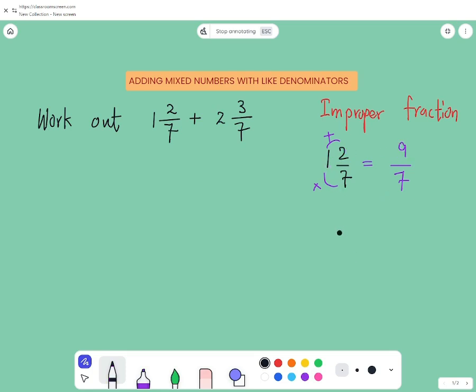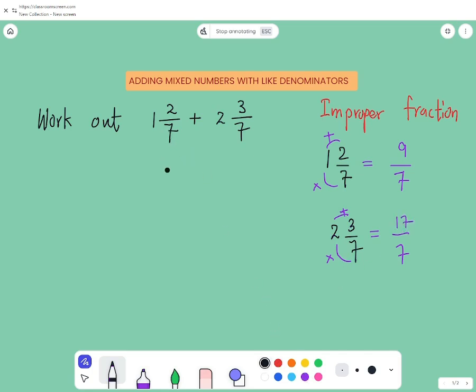Then the next fraction, 2 3/7. Denominator 7. Numerator: 7 times 2, add 3. 7 times 2 is 14, add 3, that is 17.